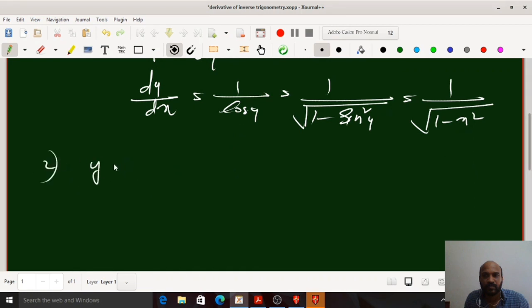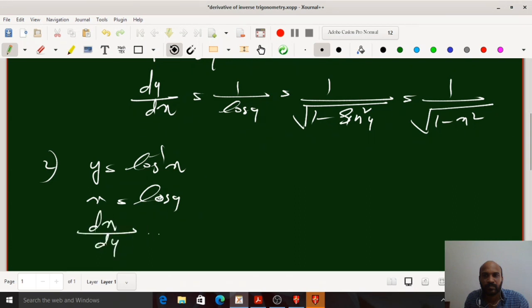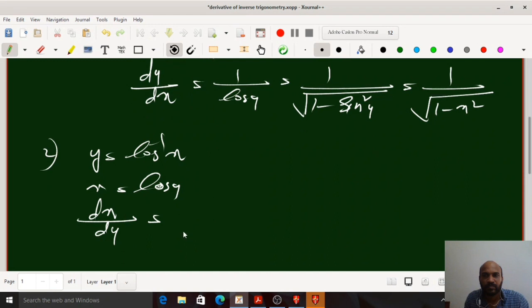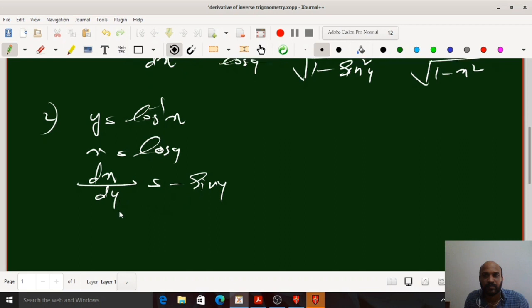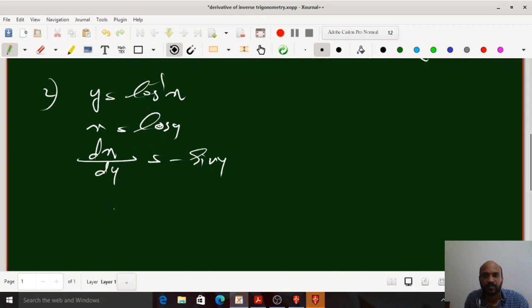Second one, consider y equal to cos inverse of x. So if y equal to cos inverse of x, what is value of x? X equal to cos y, right? So dx by dy, differentiating both sides with respect to y. Dx by dy means derivative of cos y with respect to y, that is minus sin y. So take reciprocal on both sides. So we'll get dy by dx. Dy by dx equal to minus 1 by sin y.